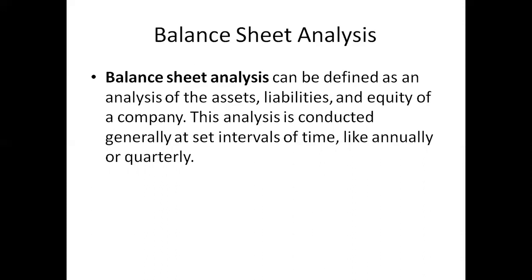Now, there are two forms of the balance sheet: the horizontal and the vertical form. In one, we have first only the asset side of the balance sheet, and then we have the liability side, or we have both the asset side and the liability side of the balance sheet shown together.